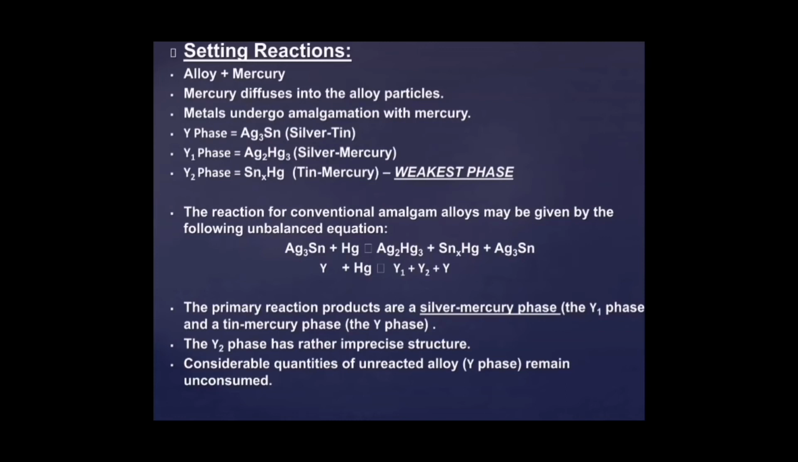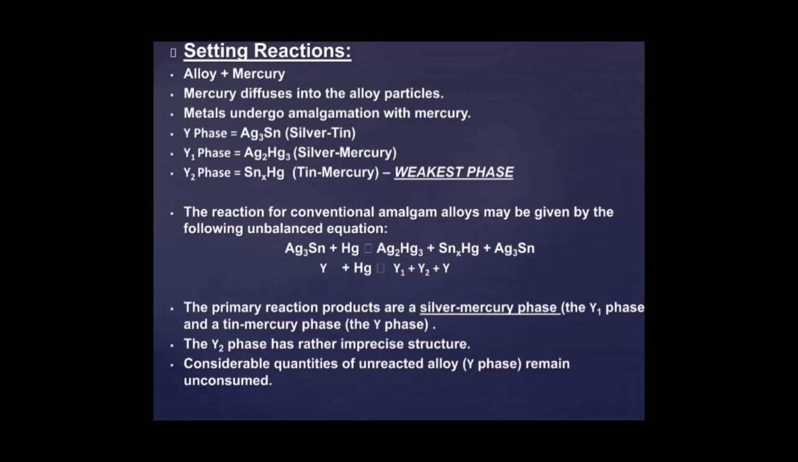Setting reaction. Now, how does the reaction between mercury and alloy occur? Mercury diffuses into the alloy particles. Metals undergo amalgamation with the mercury. We have three phases in the reaction: gamma, gamma 1, and gamma 2 phase. In the gamma phase we have silver and tin. In the gamma 1 phase we have silver and mercury.